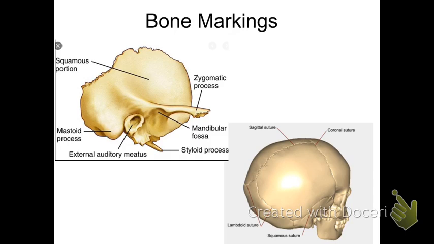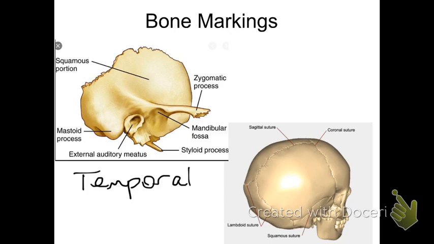On the left-hand side, this is the temporal bone. This is one of the bones of your skull. And there are a number of bone markings or bony features of the temporal bone that you'll need to learn.